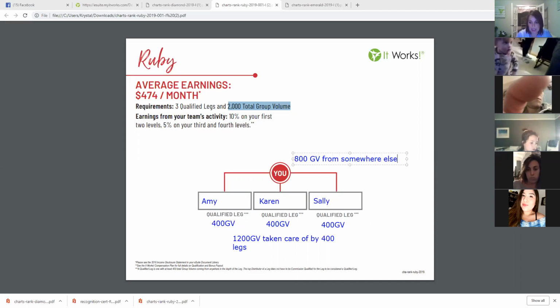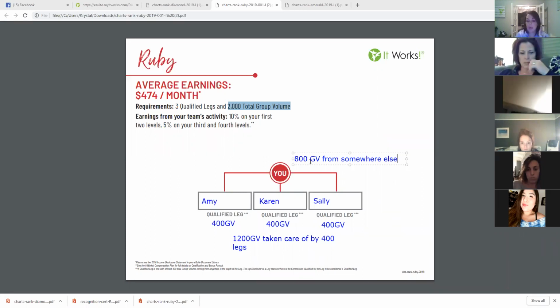So what that means, and this is something that's new, okay? So that means that this extra 800 in volume could be volume underneath you. That could be volume under Amy. So let's say she had her 400, but she went above and beyond that. That could be volume underneath her. That could be from anywhere in your organization, but 800 GV has to come from somewhere within the organization. So you have to have a total of 2,000 in group volume. So that is something new.